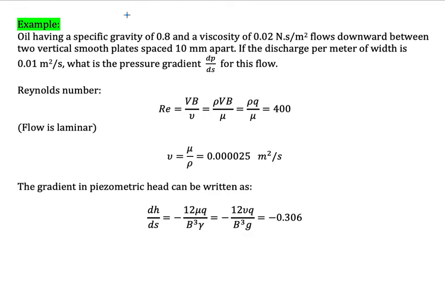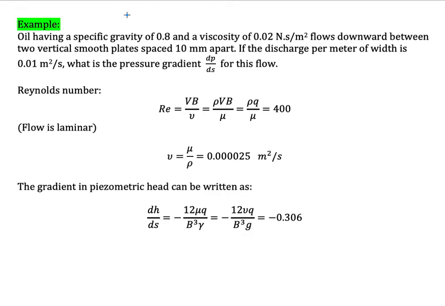We have a simple example here. Oil having a specific gravity of 0.8 and a viscosity of 0.02 Newton second per meter square flows downward between two vertical smooth plates placed 10 millimeter apart. If the discharge per meter of width is 0.01 meter square per second, what is the pressure gradient dP for this flow?